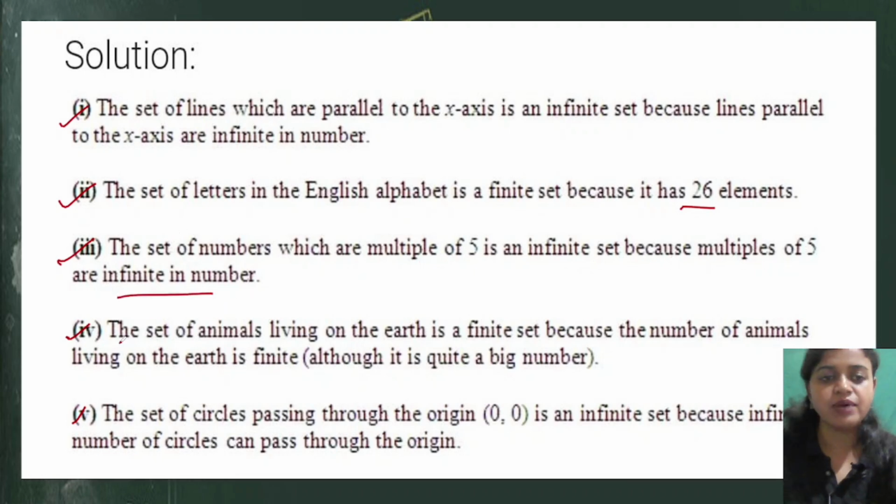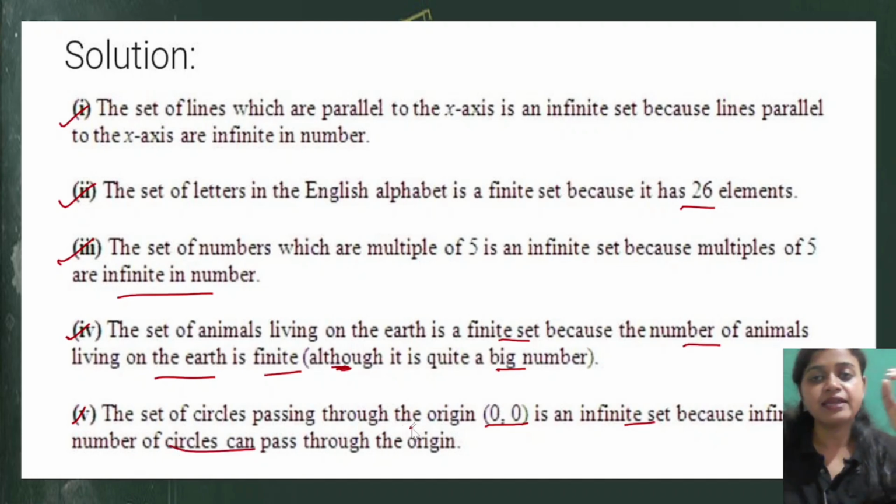And the set of animals living on the earth is a finite set because the number of animals living on the earth is finite, although it is quite a big number. Clear? The set of circles passing through the origin (0, 0) is an infinite set. Why? Because we can draw an infinite number of circles that pass through the origin. That's why it is an infinite set here.